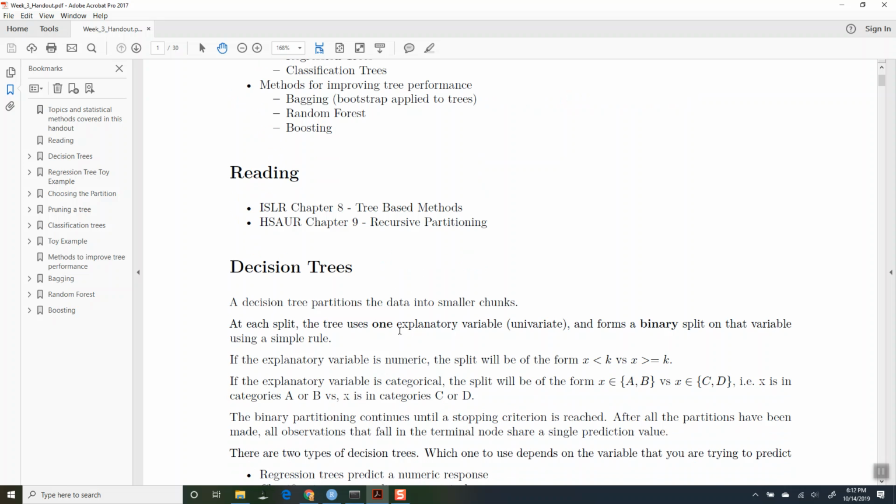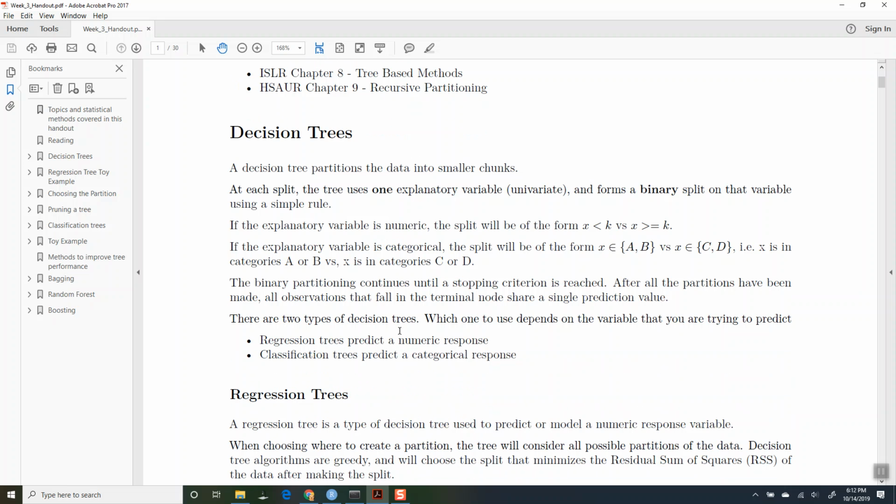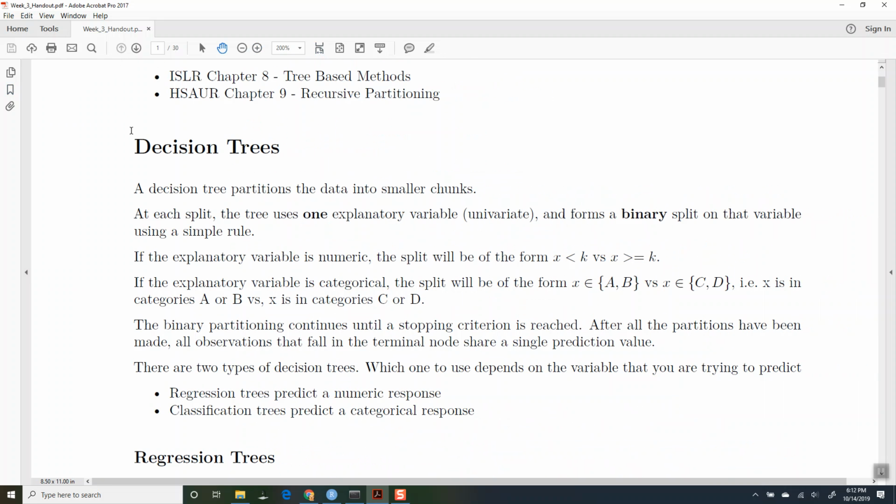Okay, so the big idea is that a decision tree is going to partition the data into smaller chunks. Basically, at each split, the tree is going to use one explanatory variable. You can have a whole bunch of variables in your data set, but each split happens for one variable, and it creates a binary split. You either get a yes or a no. You either go to the left or the right branch.